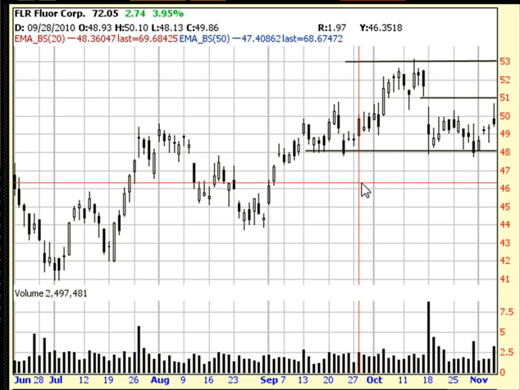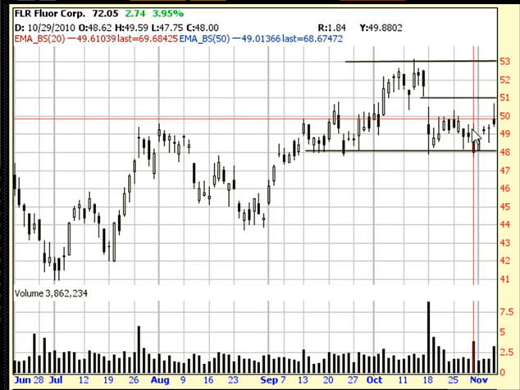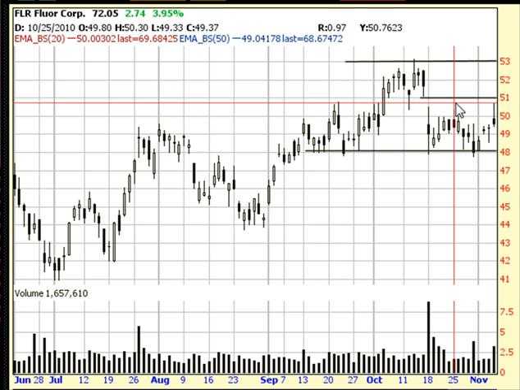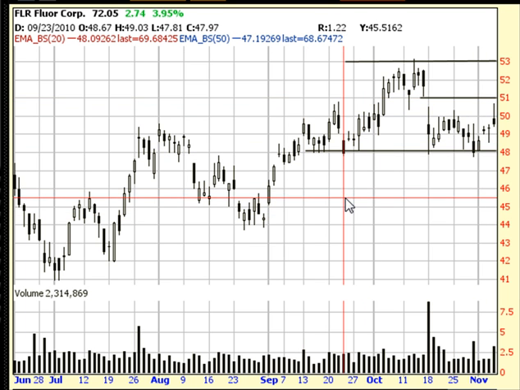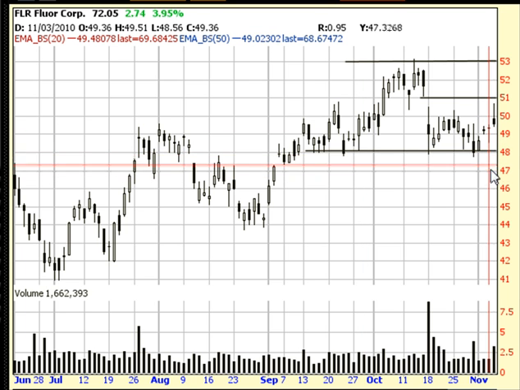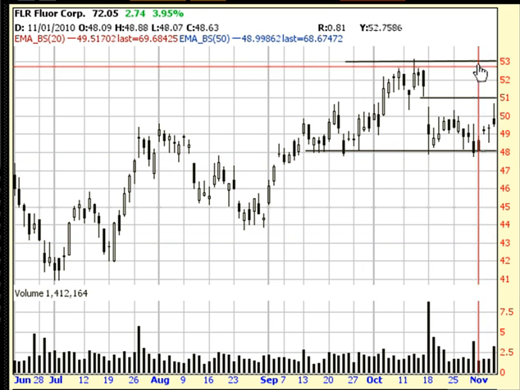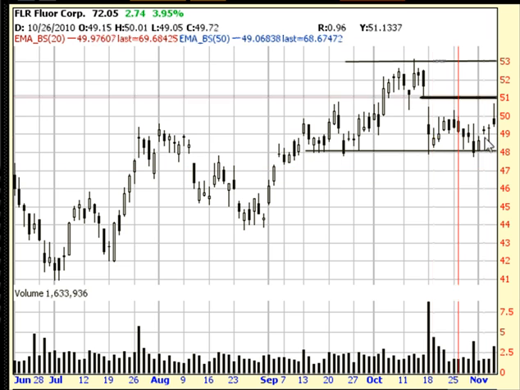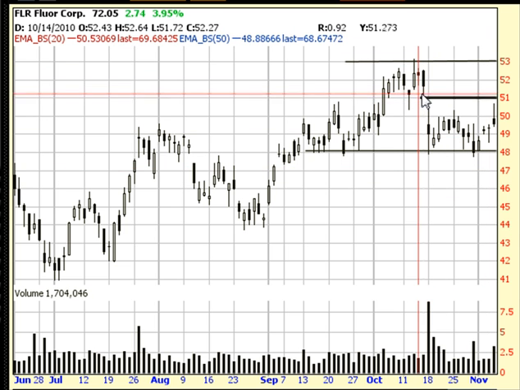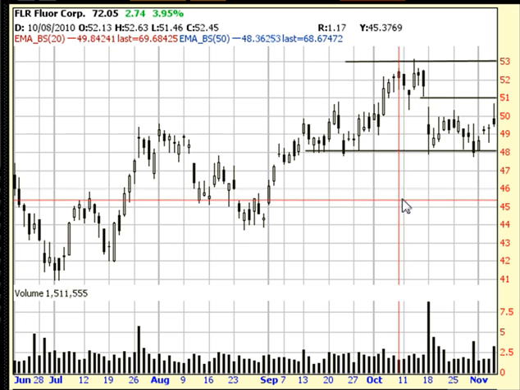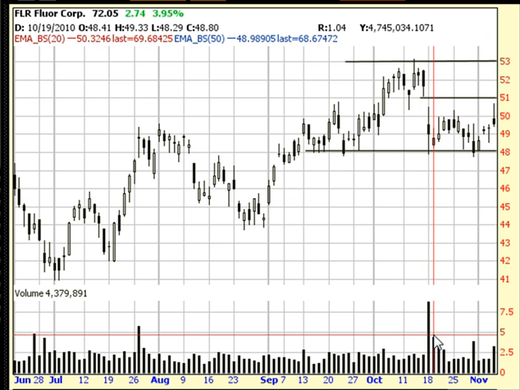Now, what do we do from this? Well, we know that this is first support right here at 48, and there's first resistance at 51. If the market closes under 48, it should make a new low during a sell-off. If it gets above 51, that's actually a bullish sign, and it can move back up to 53.